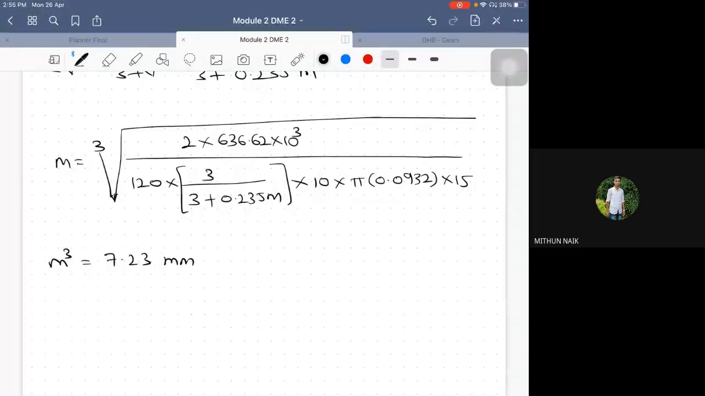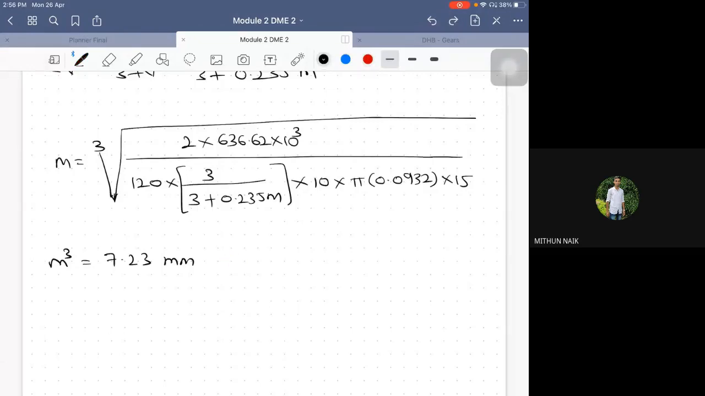Now, whatever you have got for this particular module, 7.23, always remember, module is a whole number. It cannot be a decimal. You need to standardize this particular thing. So how to standardize? Now, all of you go for a whole number.